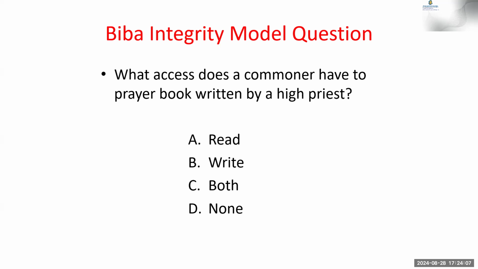All right, A is real quick. Okay, everybody likes A. This is a pretty simple one. The Biba model is a little simpler than the Bell-LaPadula model. They can read up. So commoners can read a book by the priest because you can read up, you can't read down. So it's just the opposite of the Bell-LaPadula model, but there are no categories. So it's pretty simple.